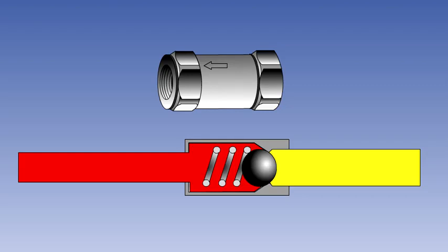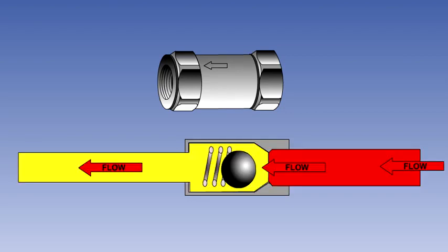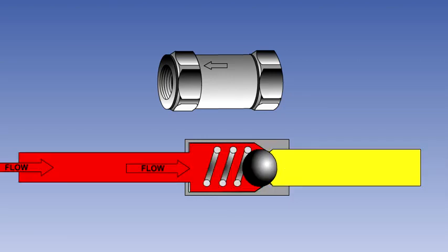In its simplest form, as shown here, the valve consists of a ball held in place by a lightly loaded spring. Fluid flowing in the direction of the arrow has no difficulty in overcoming the spring pressure and pushing the ball off its seat. However, if the fluid attempts to flow in the opposite direction, then it will force the ball onto its seat and form a seal.